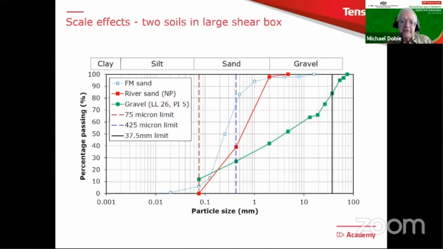Now, if you want to look at the practical application of these scale effects, this is some very interesting testing of two soil types. So now on my particle size curve, I've got a red colored river sand, which is non-plastic and no fines. And we've got a well-graded gravel starting at large sizes and going all the way down to fines. They're really two very different soils, and the gravel has plastic fines. So it's been given a liquid limit and a plasticity index. Let's look at the results of these.